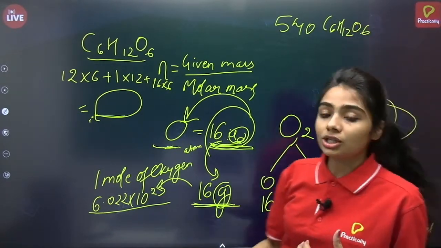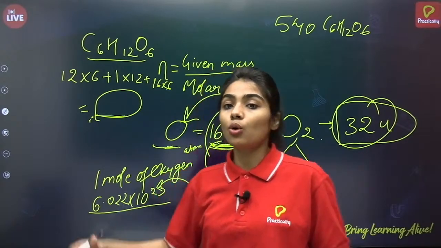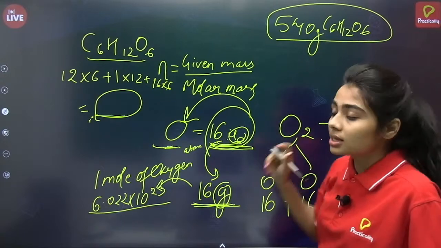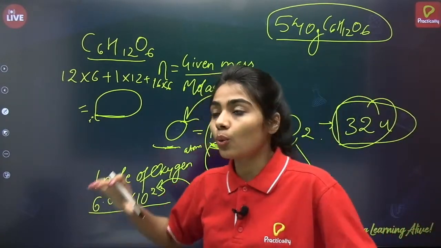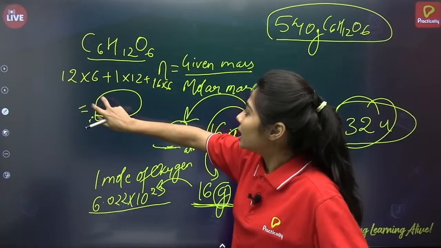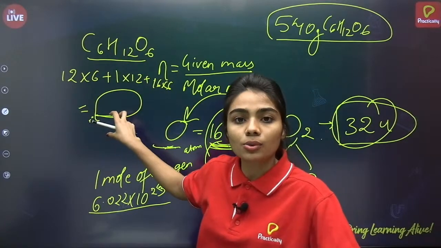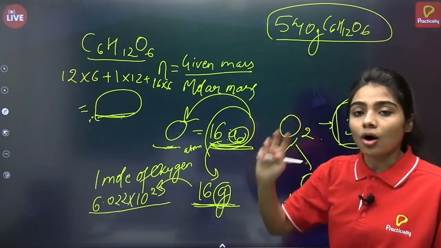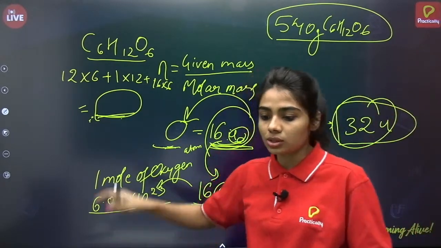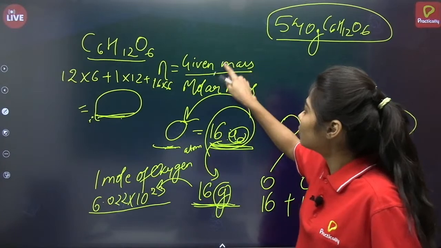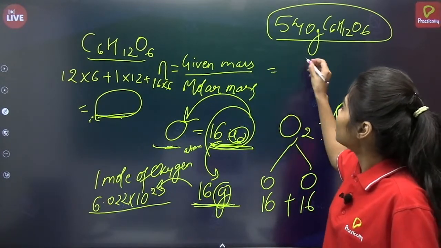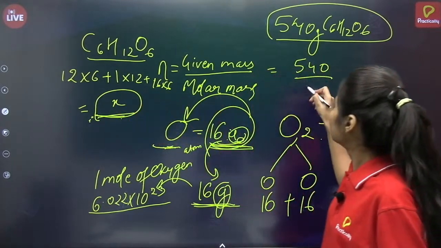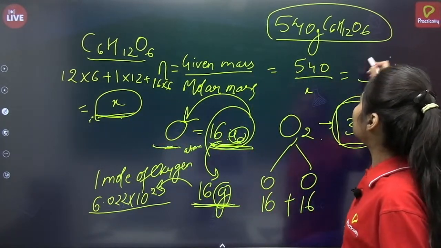Okay, so we need to calculate how many moles there are in 540 gram of glucose. This is what they asked. We know that if we calculate the formula unit mass for glucose, we get some value. And how to calculate the number of moles? Just put n equals given mass upon molar mass. Given mass is 540. Molar mass comes out to be, let's say, X. Divided by X, you will get the number of moles.